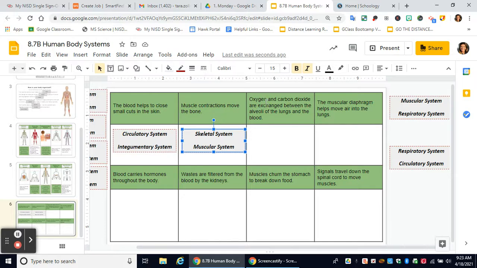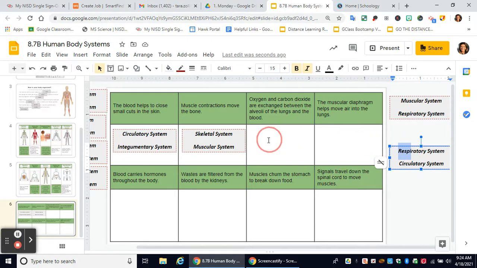Oxygen, so right away I think respiratory. Oxygen and carbon dioxide are exchanged between the alveoli and the lungs and the blood. So there's the blood again, so I'm looking for circulatory. So respiratory, because I have the two gases, oxygen in, carbon dioxide out in my lungs, okay, and then my blood is going to carry it. So I would say respiratory and circulatory system are working together. So I'm going to grab that and drag it over.